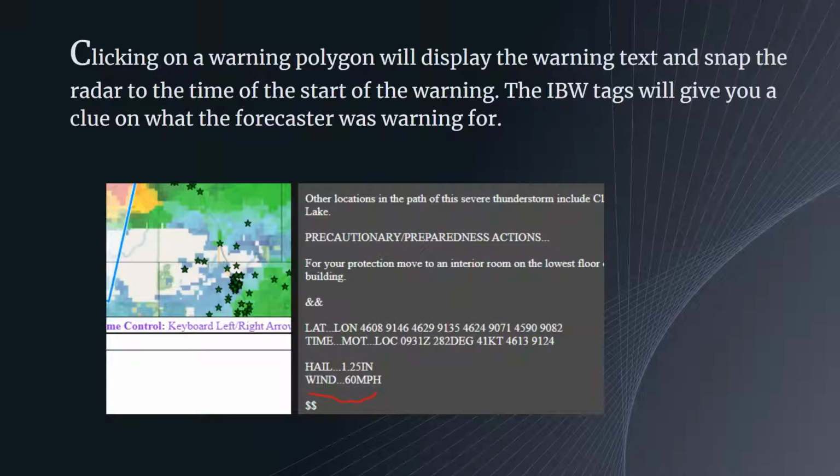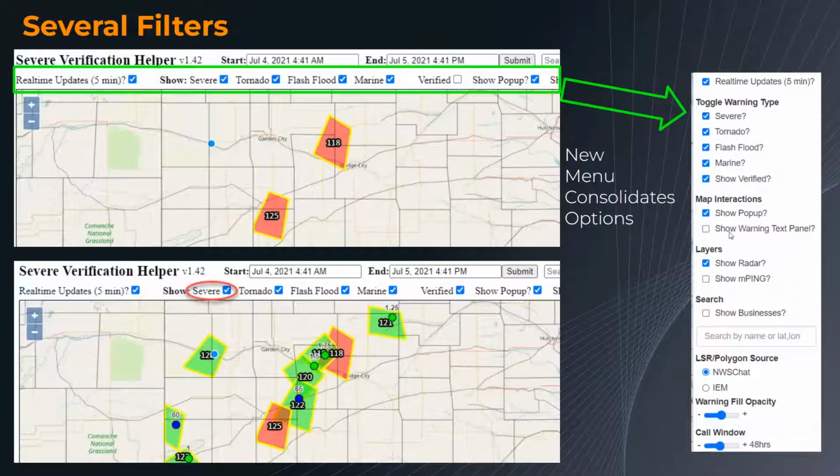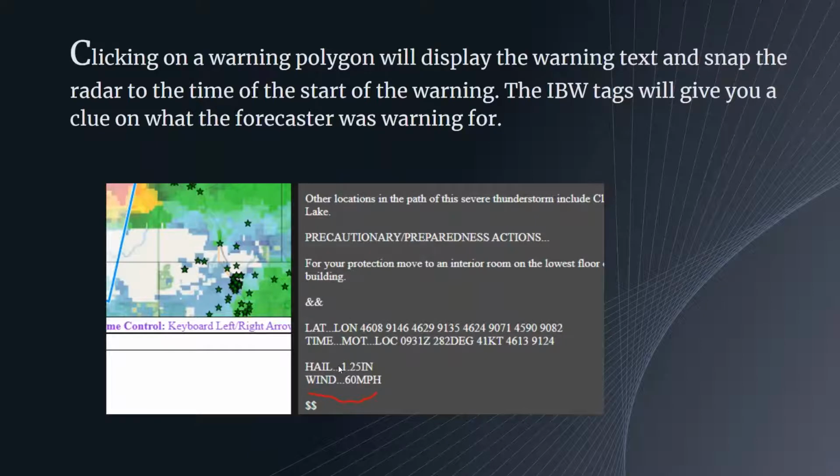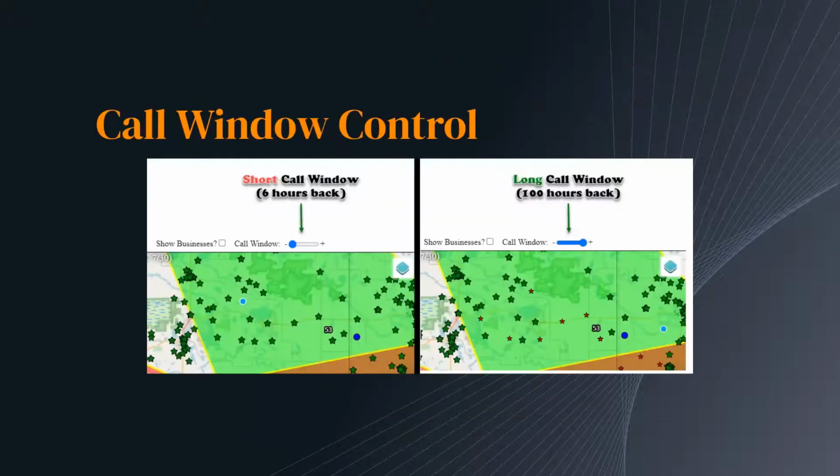Finally, whenever you click on a warning, it actually snaps the radar to the time that the warning was issued. And if you check the little box in this panel here, show warning text panel, it'll pop in this little sidebar to show you the actual text of the warning and also the SBW tags, or the IBW tags, to show you what the forecaster was warning on, if it was just a hailstorm or if they were looking at wind too. It gives you a little clue into what they were doing the day after.